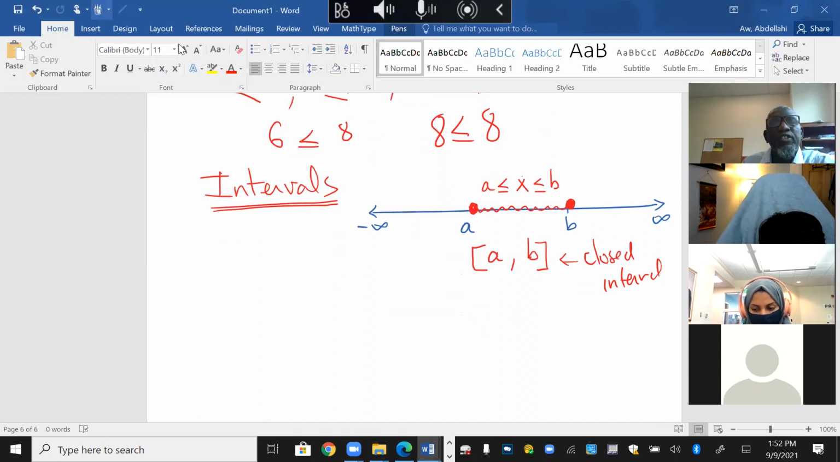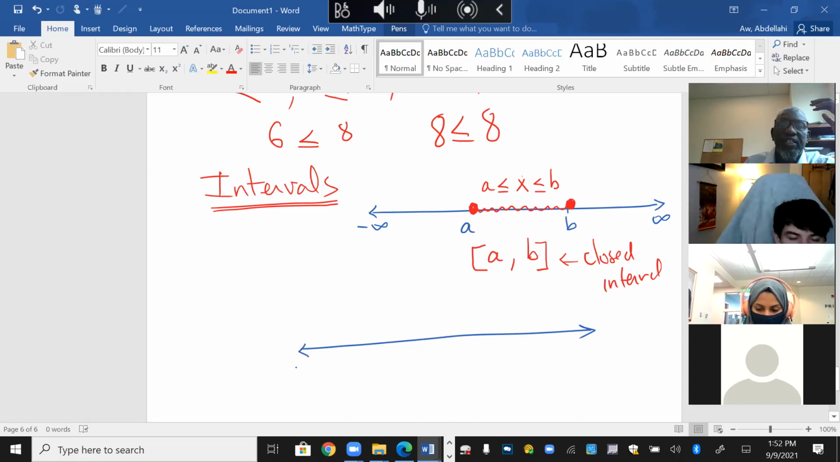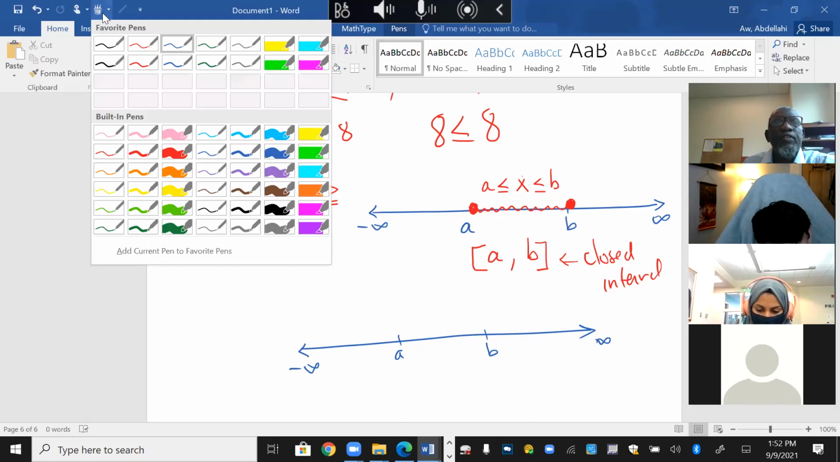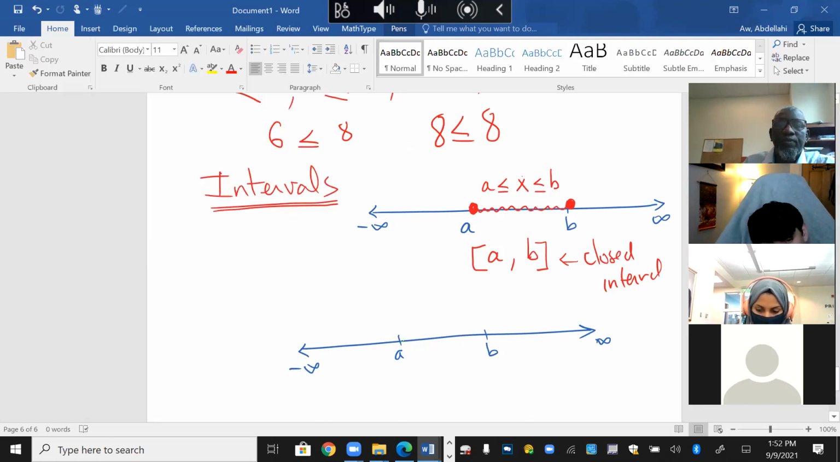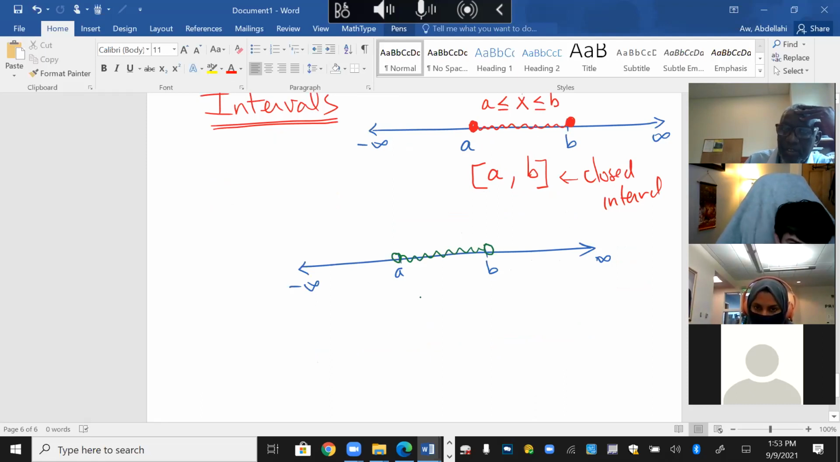And now the second type of interval we can have is the open interval. It is about the same one. We have negative infinity, positive infinity, and this is A, this is B, and this is the open interval AB. We put open circles like this. And how do we write the interval, what symbol do we put? Parentheses. Parentheses, A, comma, B, parentheses.